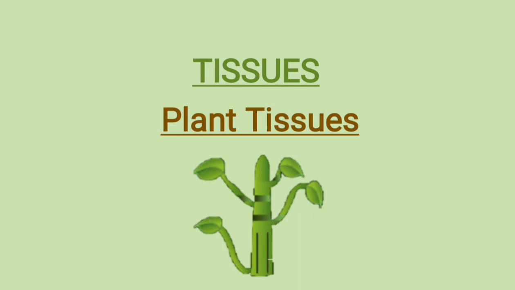Today in this video, we will study the second chapter of biology for class 9th, tissues. But before starting the chapter, I would like you all to recall the last chapter we studied, which was cell. From that chapter, we know that cell is the structural and functional unit of life. But are all cells same? No. We know that depending upon organ and organisms, structure and functions of cells vary.